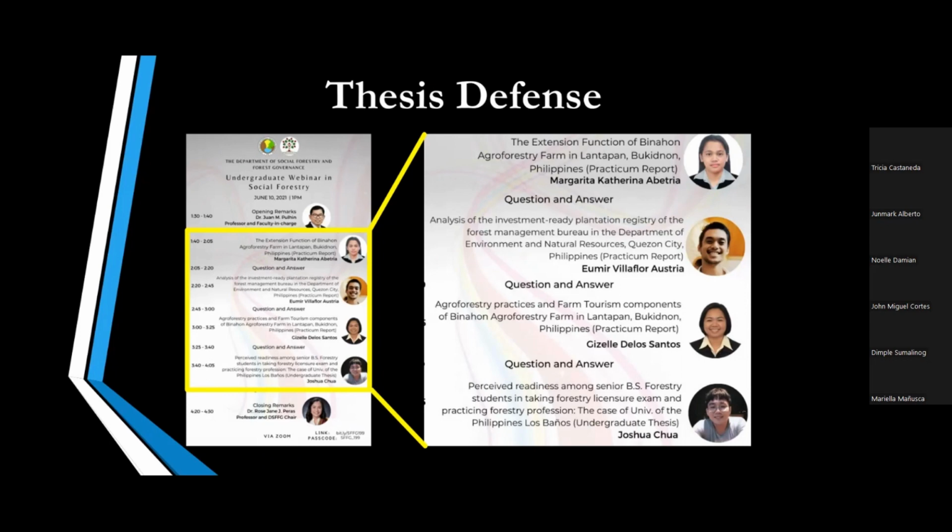Madalas dyan, tatanungin kayo about clarification on your methodology, bakit ganito yung research result, anong implication nito sa community na iyong pinag-aralan kung kayo halimbawa ay nasa social forestry, no? So ganun yung ginagawa dyan.